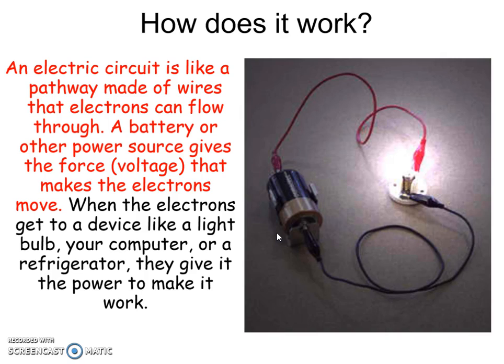Now, I've had this text highlighted in red, so you can write down what I have in red. You don't have to write down what is in the black text. So when the electrons get to a device like a light bulb, such as the picture, your computer or refrigerator, anything that needs power, we give these electrons power to work.